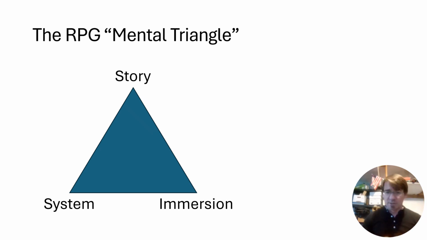Rather, the point of the triangle is that when you play a game, the way that you are operating in terms of your mental space and where you live in terms of the game is going to be somewhere inside this triangle. And what that means is that for you to spend more mental time on any one of these three elements, you have to spend less mental time on one of the other two elements.